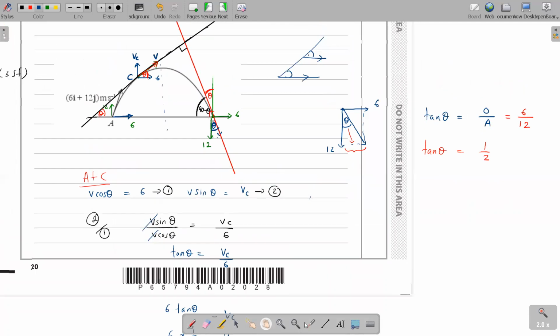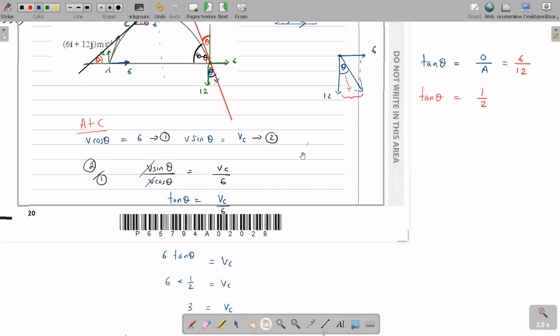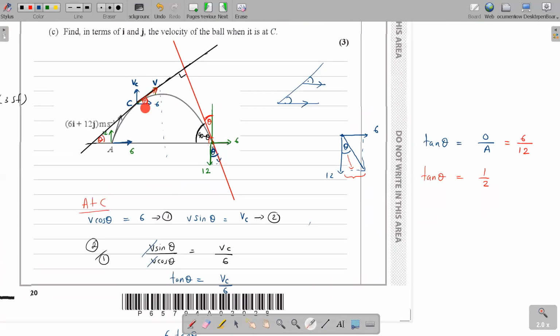So your upward component at C gives you what? Your final velocity at C is 6i plus 3j, because it's velocity, you have to give it in terms of i and j. They're not asking for a speed, they're asking for a velocity. So your velocity at C is 6i, and VC was 3 upwards, so plus 3j. It has to be plus because you identified the position to be over here.